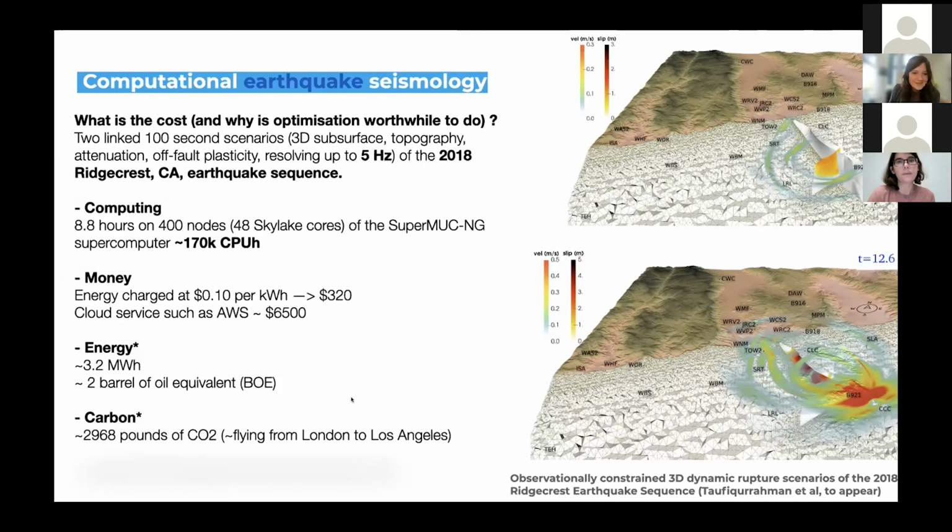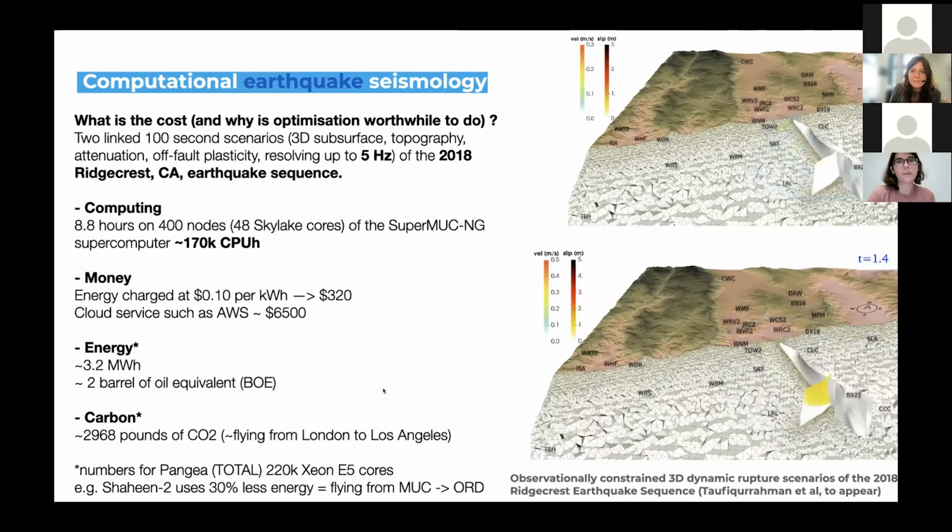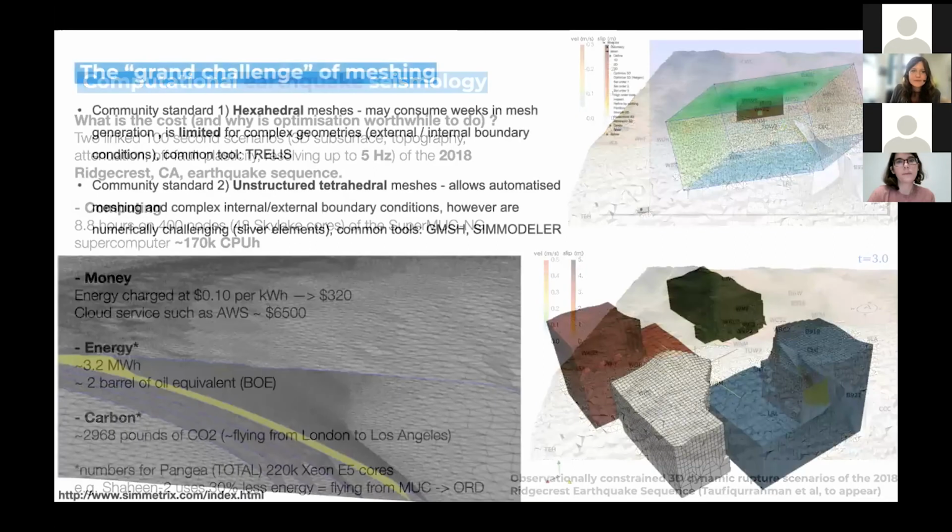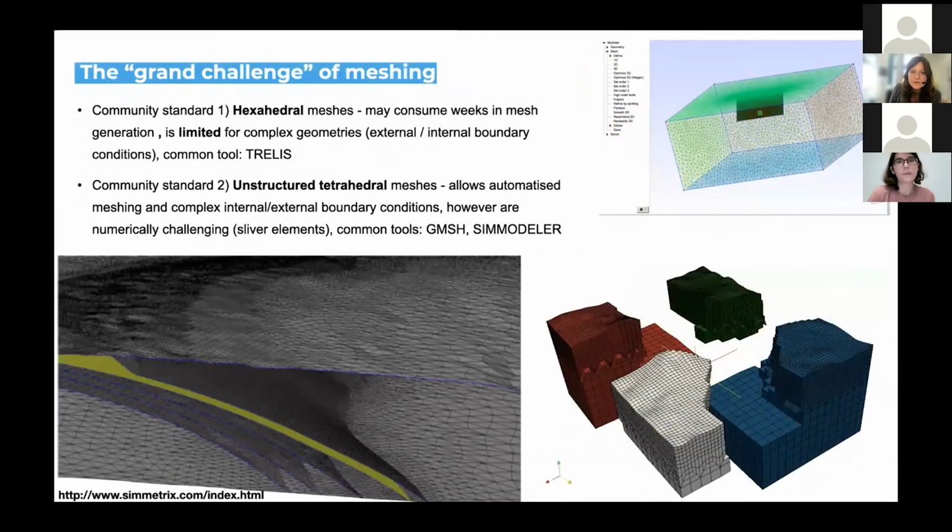And these numbers are specific for a certain machine. If you would be using a more energy efficient machine, the carbon and energy cost would scale accordingly. So it's worthwhile to optimize these problems.